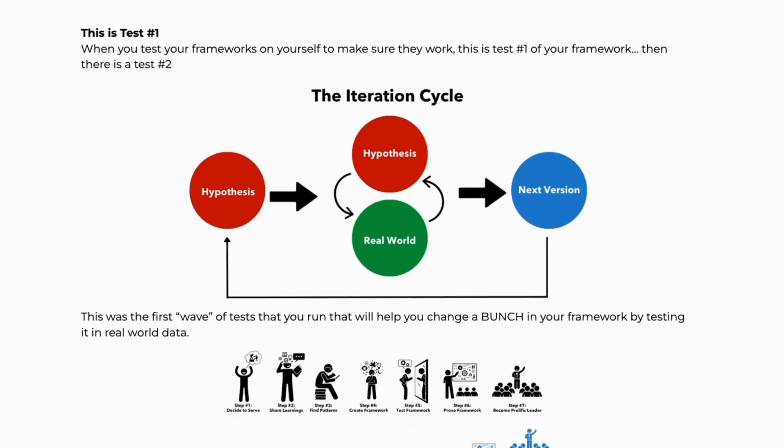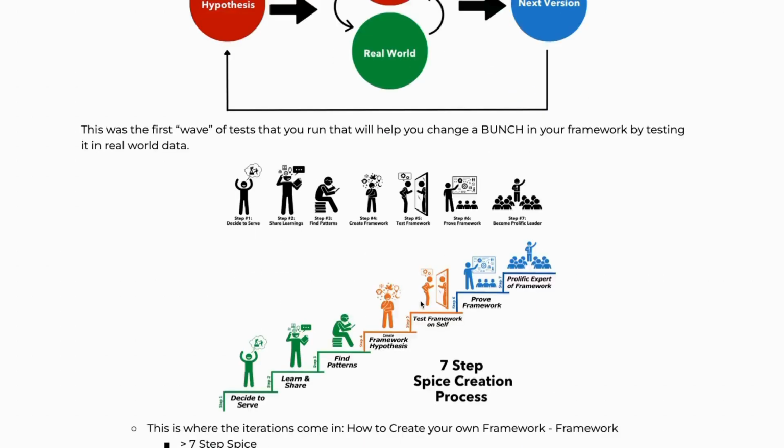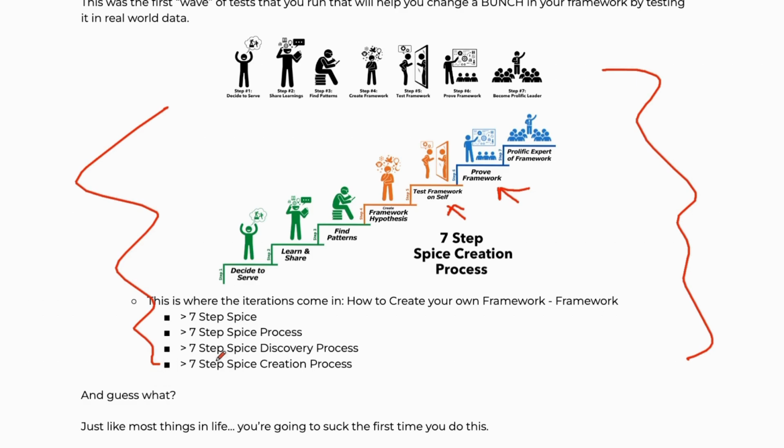Okay, this is test number 1 because like we talked about, you have the hypothesis, right? You test the hypothesis with real world data, right? The two combine, and that creates your next version, okay? And so what's happening is that you're having this entire wave of tests that you're doing, right? You're testing it on yourself, and then in the next step, you're going to prove it with others as well. And it's this process that really refines your framework so that it becomes better and better and better.